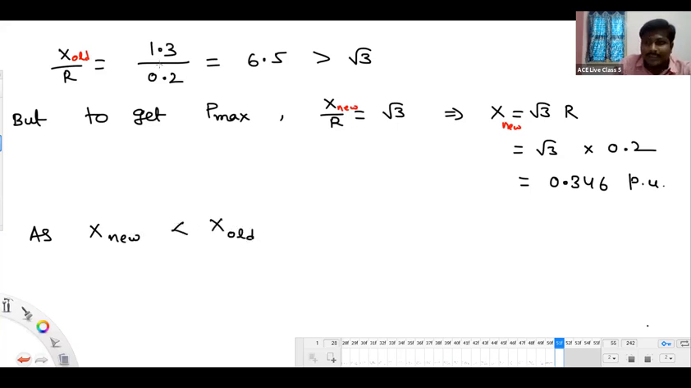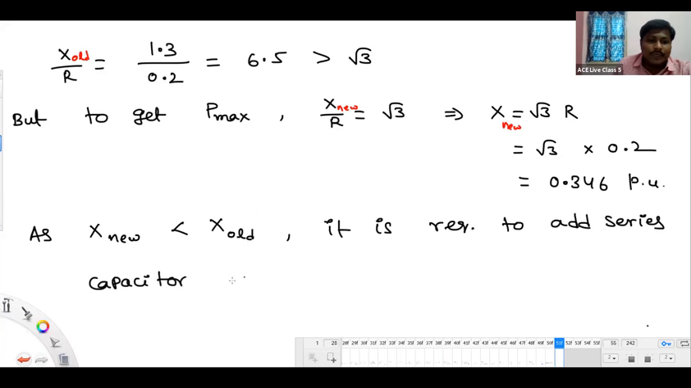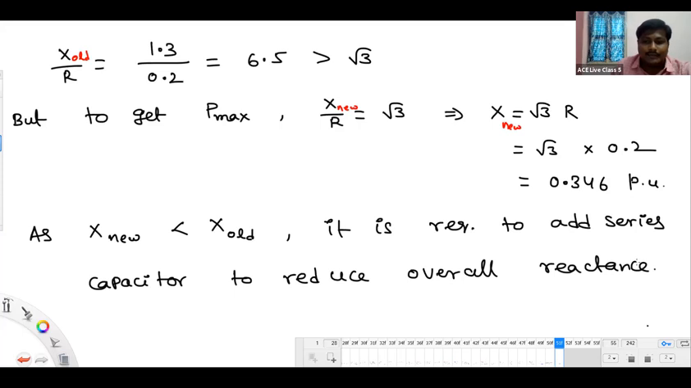So as X new required is less than X old, and X old is 1.3, it is required to add a series capacitor to reduce the overall reactance. Reduce overall reactance. Okay, fine.